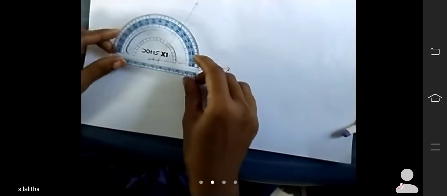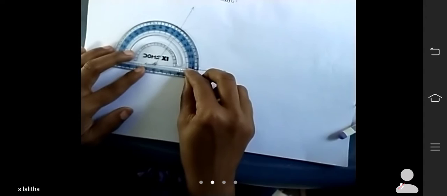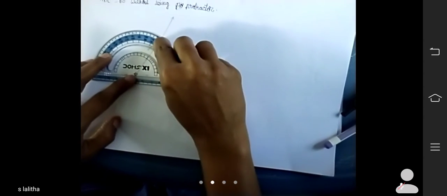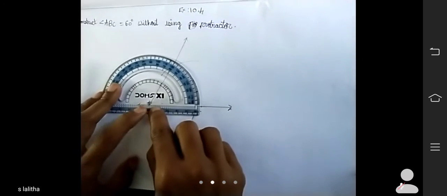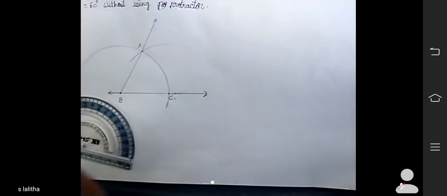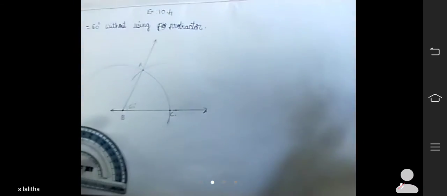Now, take the protractor, all of you. Keep it on B. See, exactly 60 degrees is there. Did you get 60 degrees now? Exactly 60 degrees you will get here. So, this is the angle ABC, 60 degrees. Did you understand how to draw?